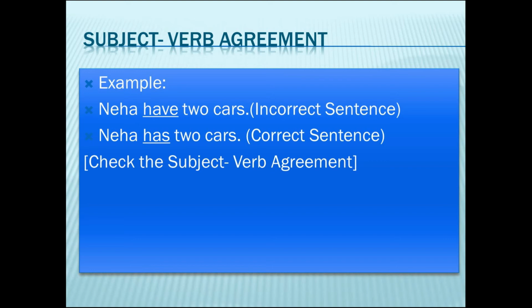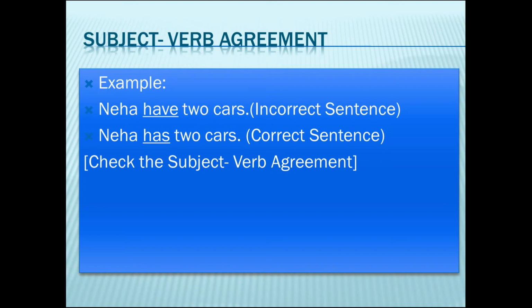Say for example, Neha have 2 cars. Here the subject Neha is singular and the verb have is used for a plural subject. So that is incorrect. The subject and verb do not agree with each other. It should be Neha has 2 cars. So the next point we have to consider is that the subject and verb are to be checked. They should agree with each other.